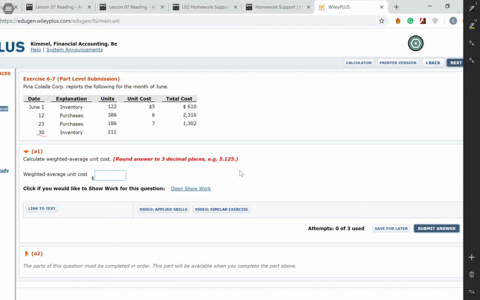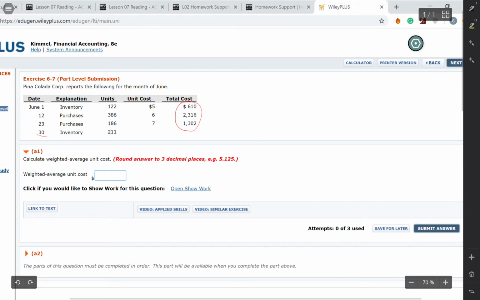Alright, this is my review of chapter 6, exercise number 7, where we are asked to calculate the weighted average unit cost, which we obtain by dividing the cost of goods available for sale, which we get from over here, by the number of units available for sale, which we get from over here.